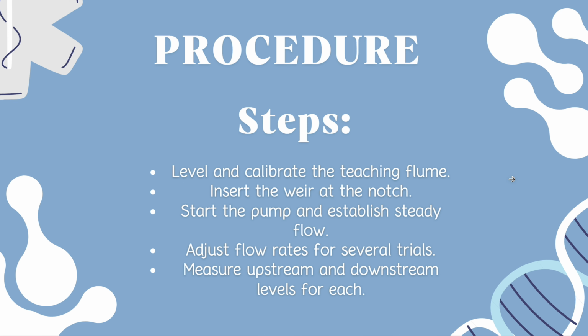For our procedure, we began by leveling and calibrating the teaching flume to ensure accuracy. The weir was placed at the notch and the water flow was started. For each trial, we adjusted the pump's flow rate, waited for steady conditions, then measured the water levels upstream and downstream.